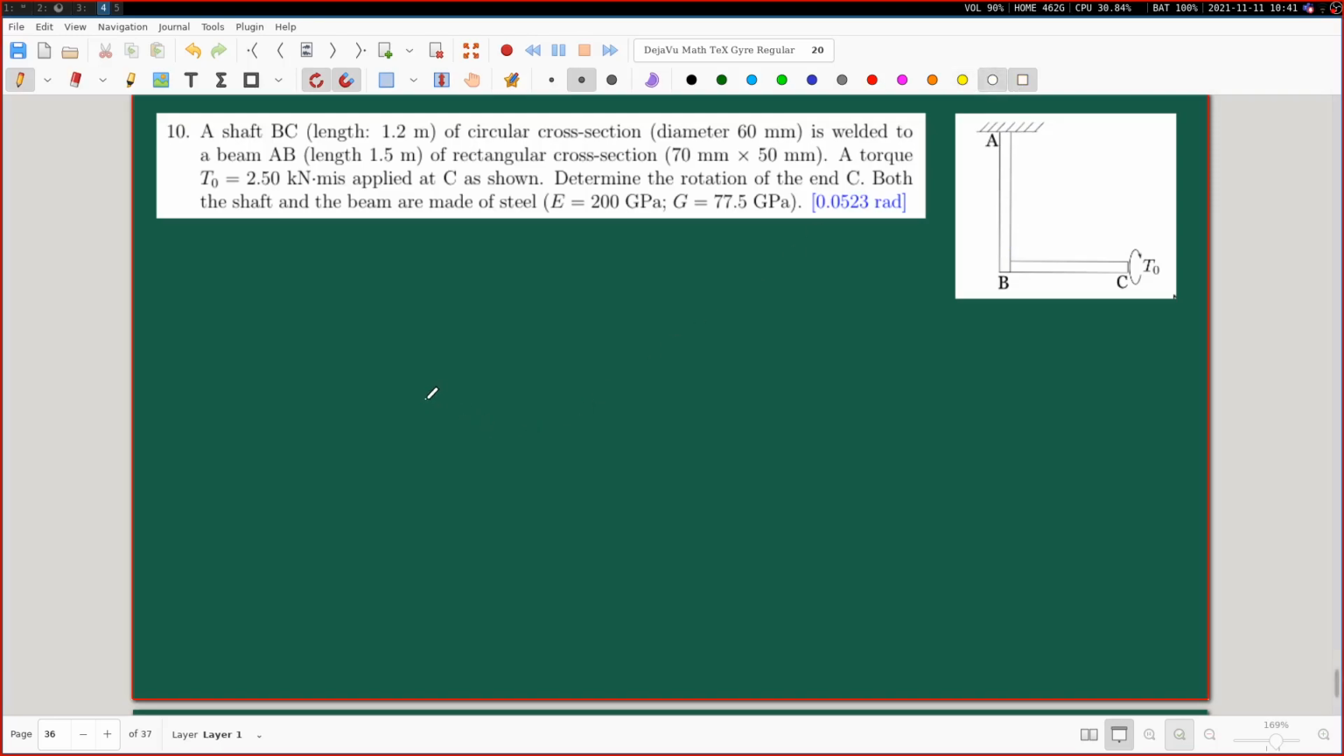So can we perhaps draw this diagram in a slightly three-dimensional kind of way, like this? So this is our beam, and we have the shaft here. The shaft is like this.